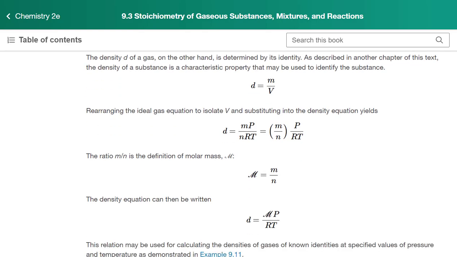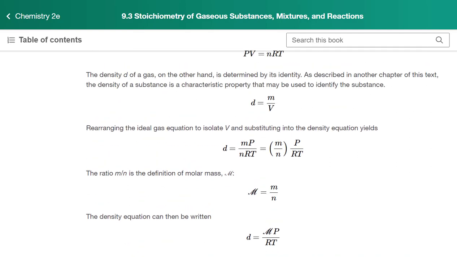Your book is going through a derivation of these ideas, and it's saying, okay, density is equal to molar mass times pressure divided by R times T. If it's helpful for you to memorize that equation, that is fine. However, you could also just figure it out when you need it, because you know this equation and this equation and this equation. We haven't defined it as an equation before, but you know what that relationship is. So you can combine those ideas together to come up with this if you need to.